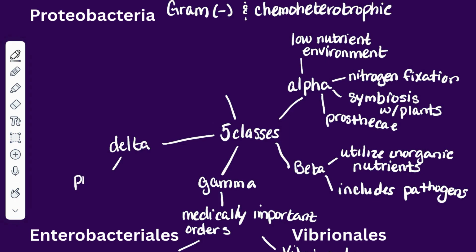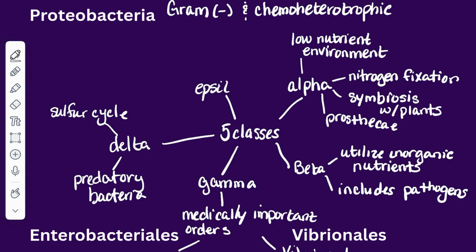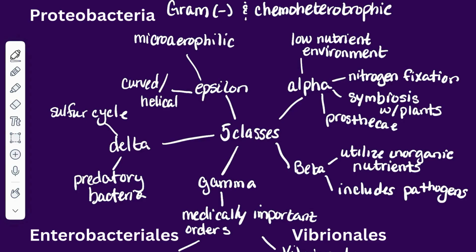Our next branch is delta proteobacteria. Stemming from that, we have predatory bacteria, and another branch, sulfur cycle. Our last branch is epsilon proteobacteria. Stemming from that is curved/helical. Our next branch is microaerophilic growth. And the last one is motile flagella.